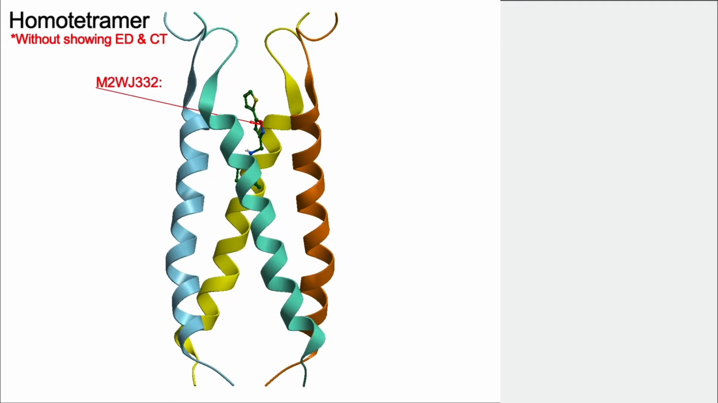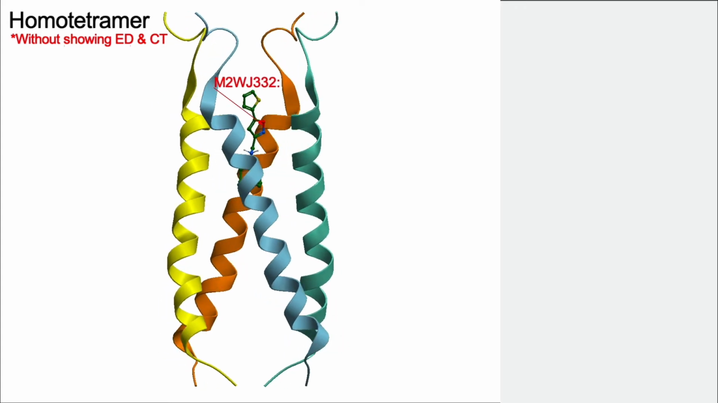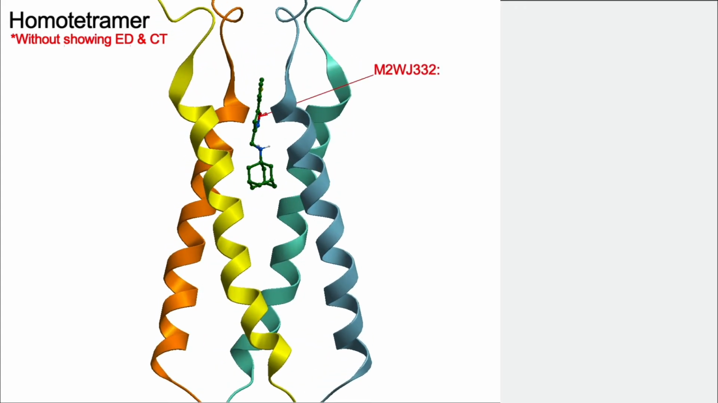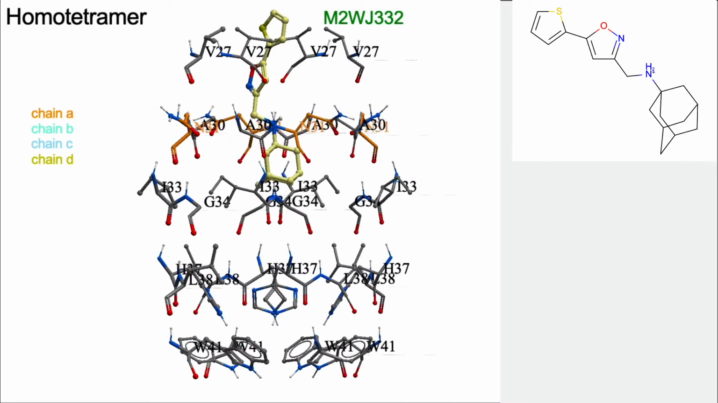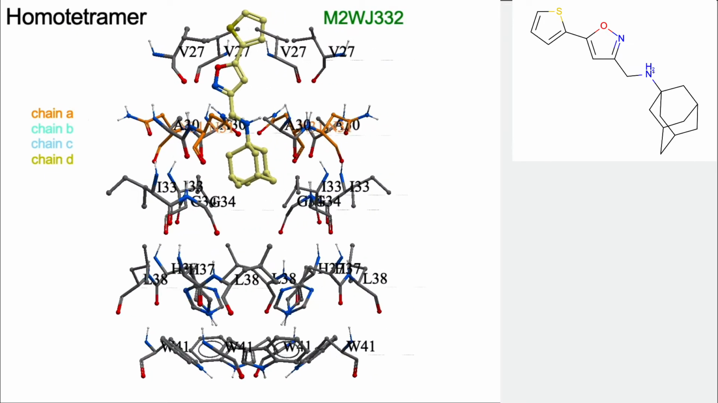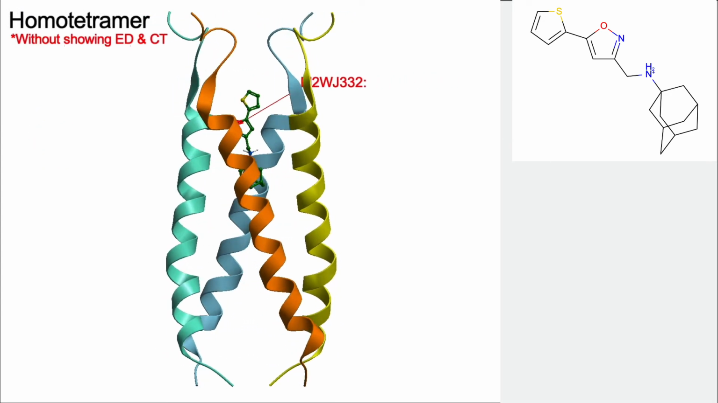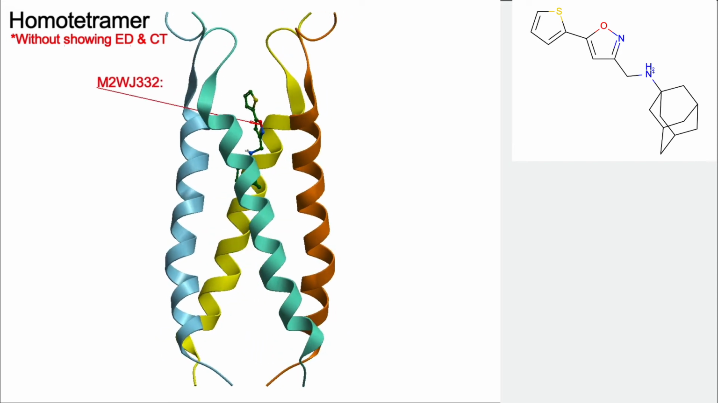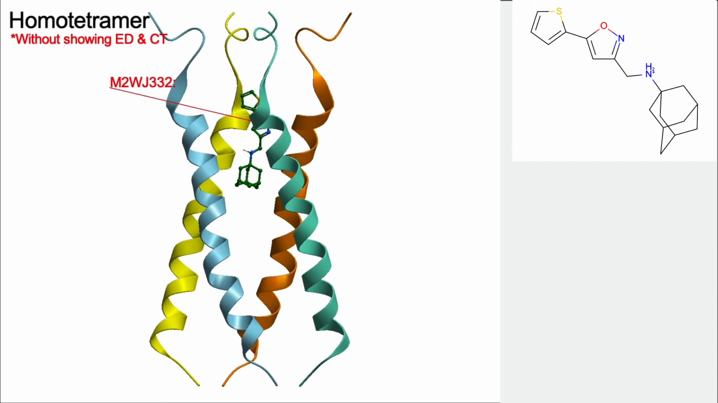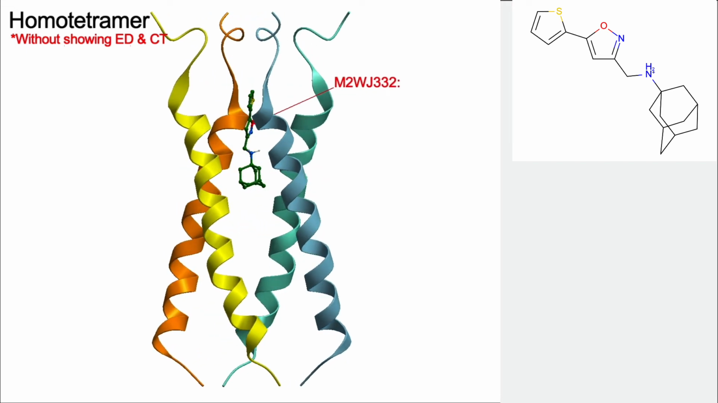Because S31N is so prevalent, it is important to target for drug discovery, and M2WJ32 is discovered as a potent small molecule inhibitor that even shows greater potency against the conformational switch induced by the S31N mutation than the antiviral drug amantadine shows against the wild-type M2 protein.